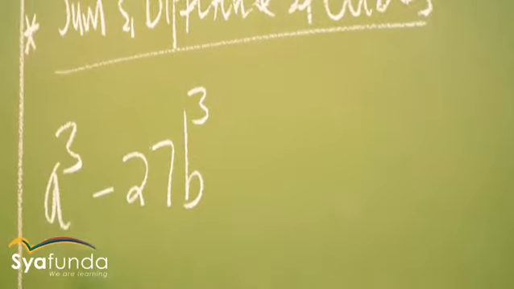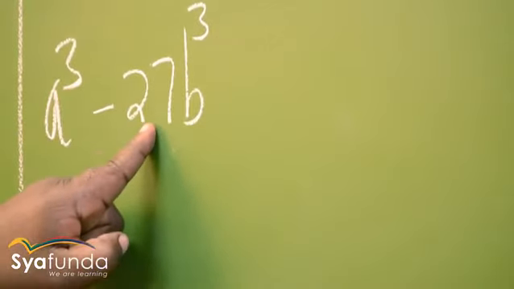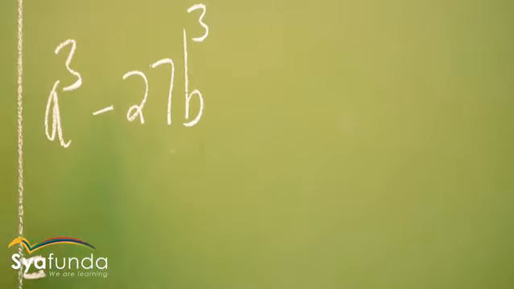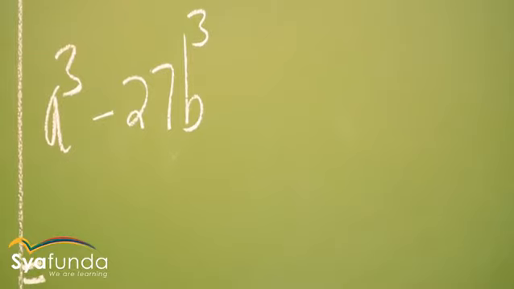Okay, this is cubed. This is also cubed. This is also cubed. So this is a difference of two cubes. So how do we treat this? We factorize.